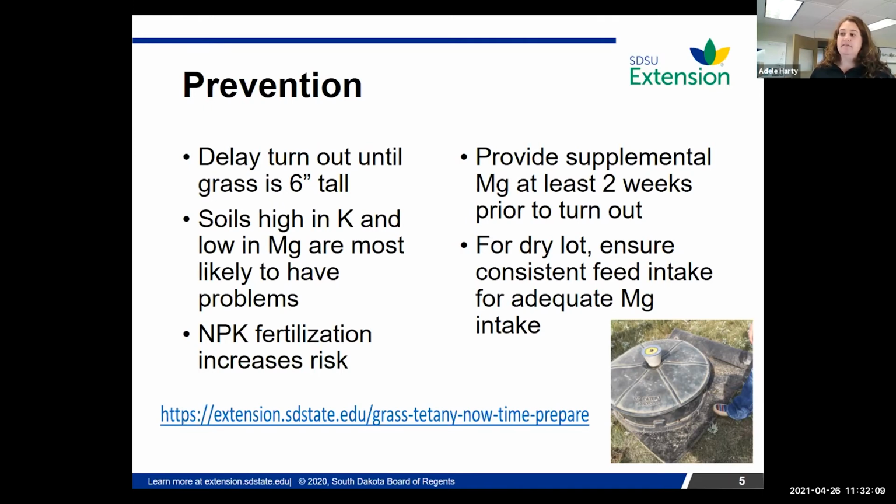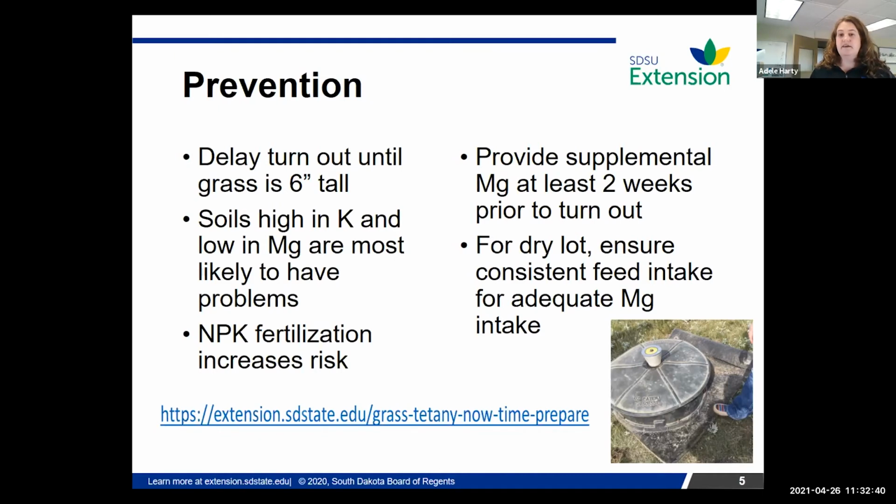And then finally, provide supplemental magnesium to those cows, older lactating cows especially, but your entire herd is going to be important, at least 2 weeks prior to turnout. This is going to allow those females time to build up some of their magnesium stores prior to turnout, and having that heavier draw on those magnesium levels for milk production, coupled with low forage magnesium levels.